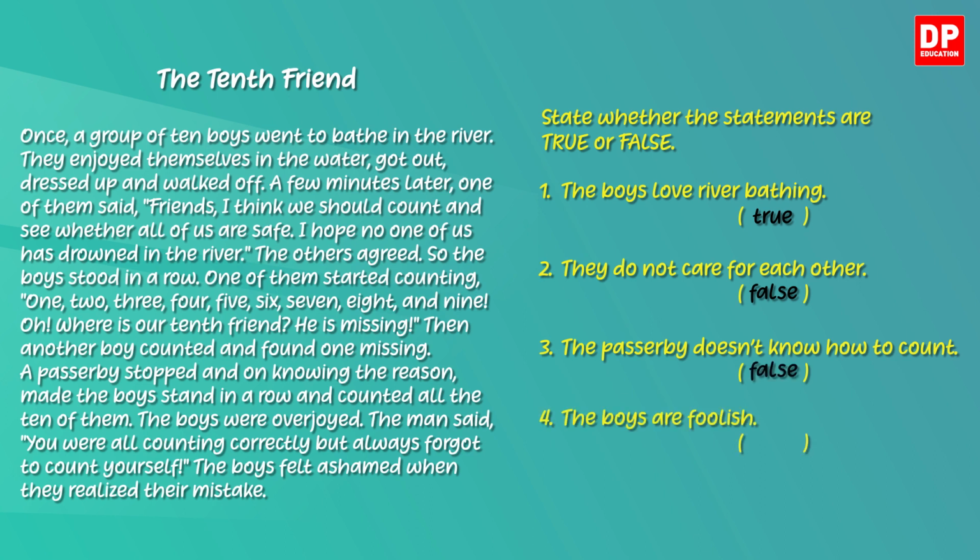Now the last one. Are these boys foolish? Yes, they are. We can guess that by the way they counted themselves. So the last one is true. I hope you could identify the implied meanings correctly.